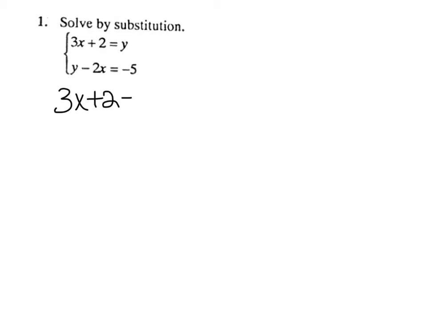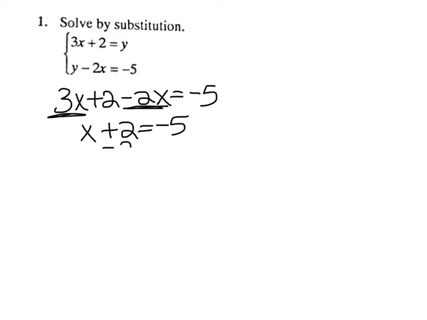and then bring down the rest of that second equation. And now I'm going to solve for x. Well, 3x and minus 2x is 1x, or x, plus 2 equals negative 5. Subtract 2, x equals negative 7.